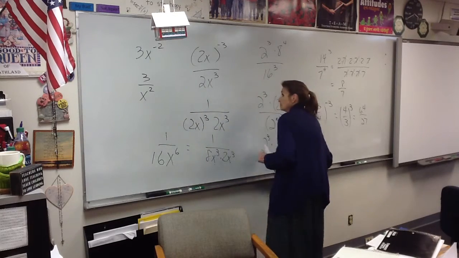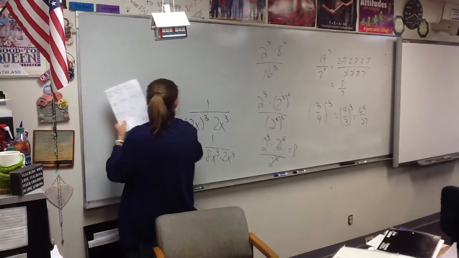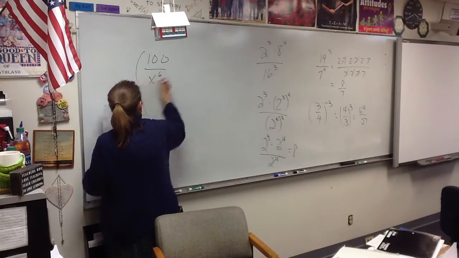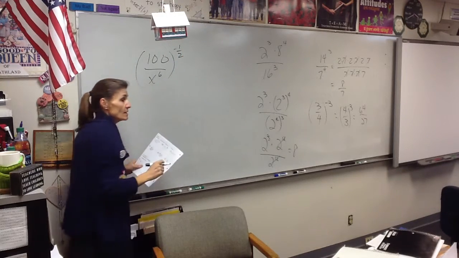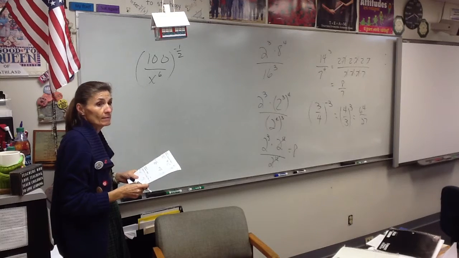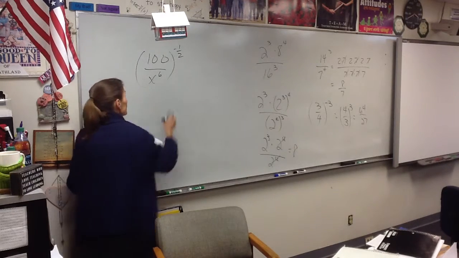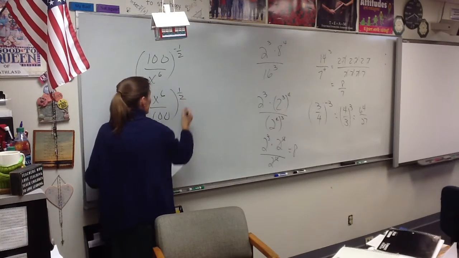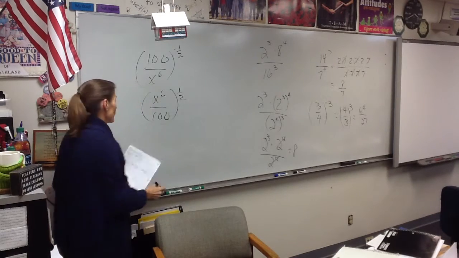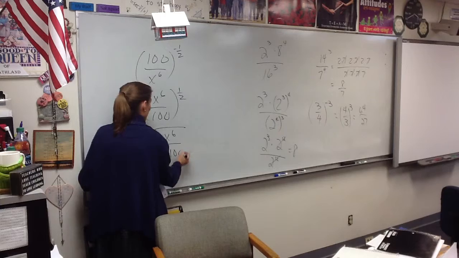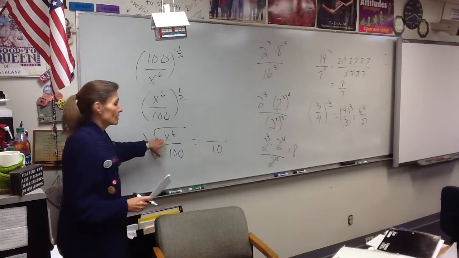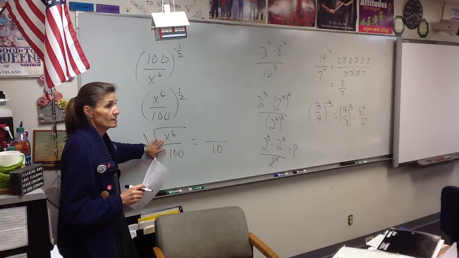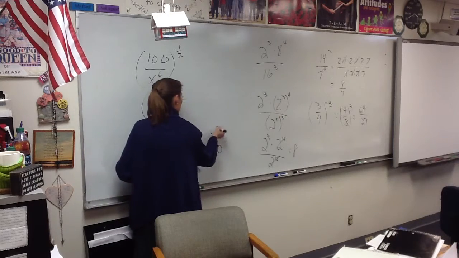And finally, we have 100 divided by x to the 6, to the negative 1/2. Let's take care of the negative first, right? What's that negative going to do? It's on the whole fraction, so it's going to flip it over. What does a 1/2 exponent mean? Square root. Denominator's 10. Square root of x to the 6th means what times itself gives you x to the 6th? X to the 3rd times x to the 3rd. Yeah. So there's your answer.